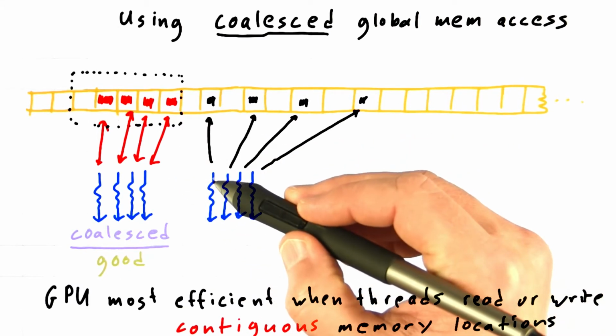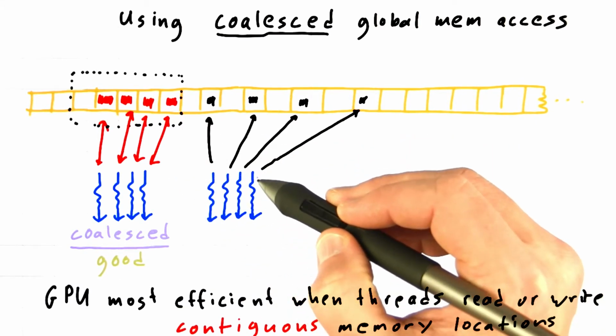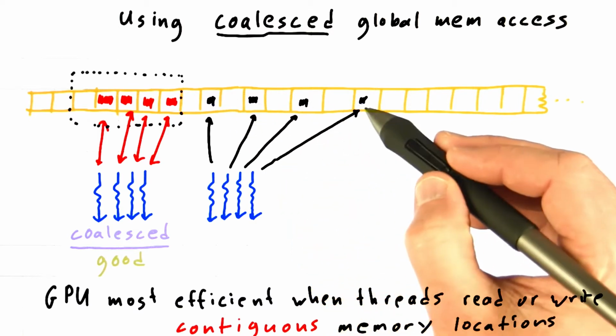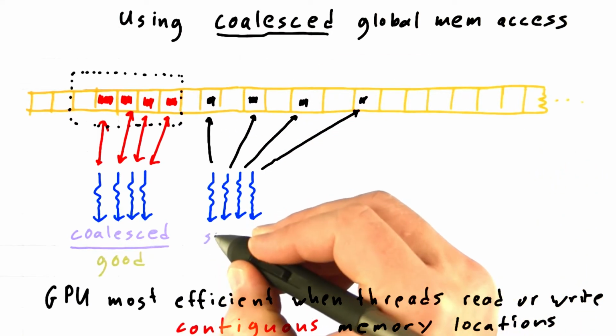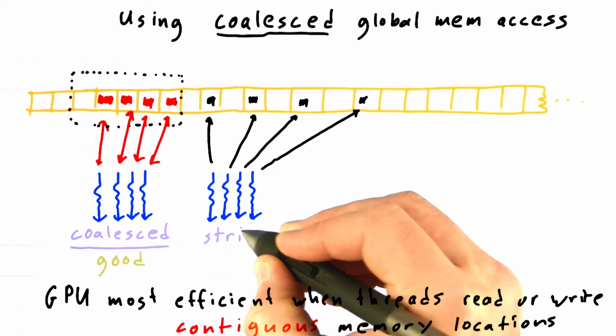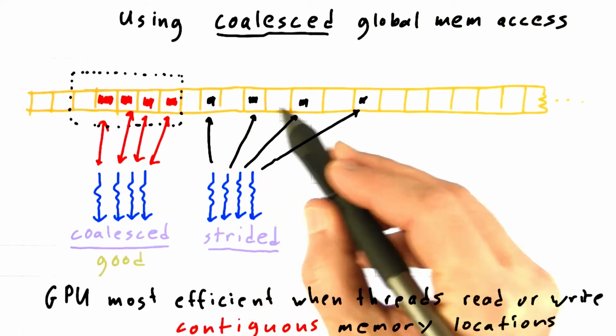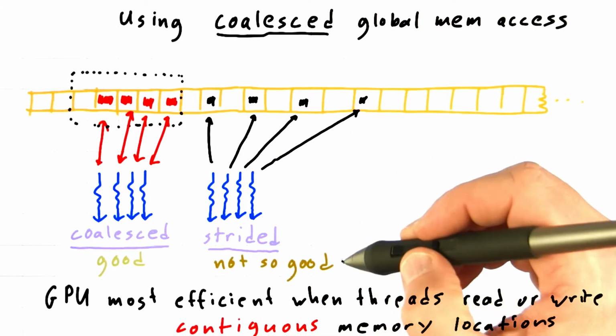In this example, every adjacent thread is accessing every other memory location. And so this is not coalesced. We would call this strided because there's a stride between every thread's access. And this pattern is not so good.